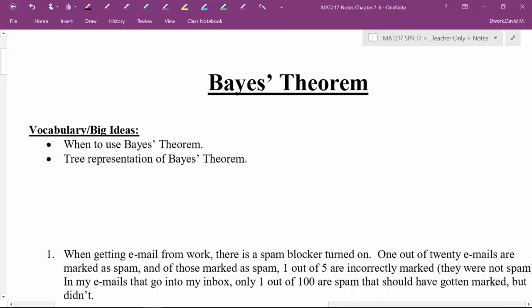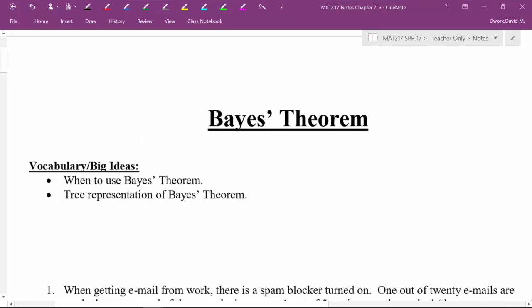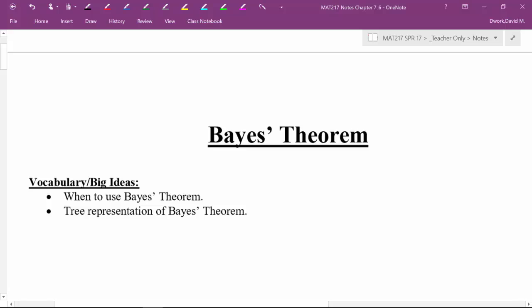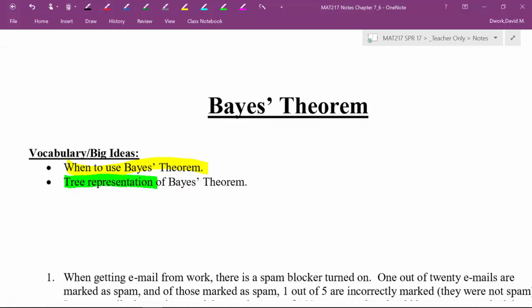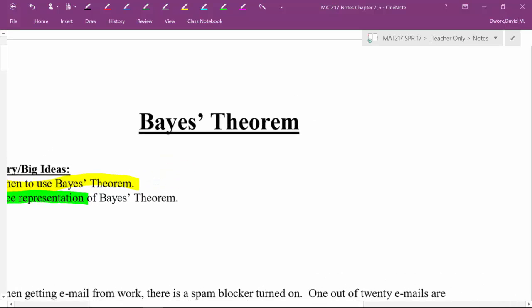Here we go, Bayes' theorem. I am a huge fan of Bayes' theorem. First of all, you need to know when to use it, recognizing the proper scenario. So that's number one. The other thing that I am a huge fan of is the tree representation for understanding Bayes' theorem, not memorizing a crazy formula. It just never goes well when you have to memorize it, but when you have the tree representation, all is fine. So here's what Bayes' theorem says.